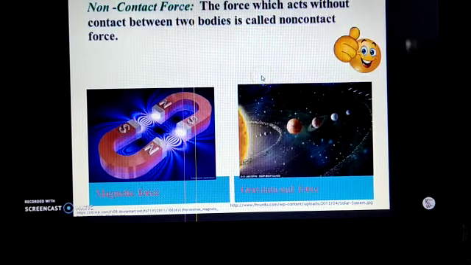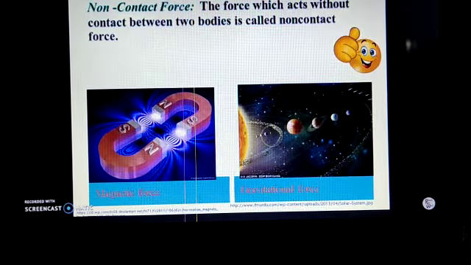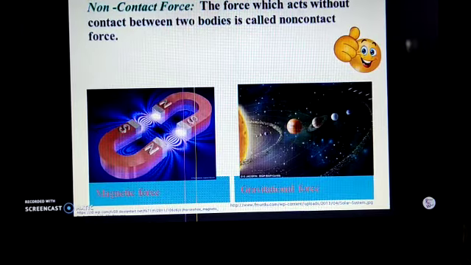Second is your gravitational force. Magnetic force and gravitational force and electrostatic force. These are all examples of non-contact force, which acts from a distance. They are known as gravitational force. Gravitational force you can say. These are all examples of non-contact force.